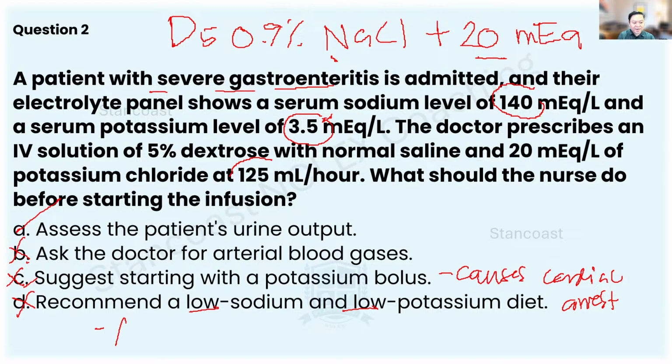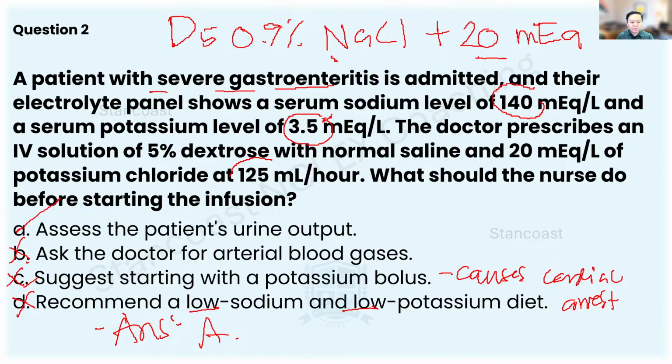So our correct answer here is letter A. Always assess the urinary output. If they don't have adequate urinary output, address the patient's hydration first thing, okay? Do not proceed with administering the potassium for this patient, all right?